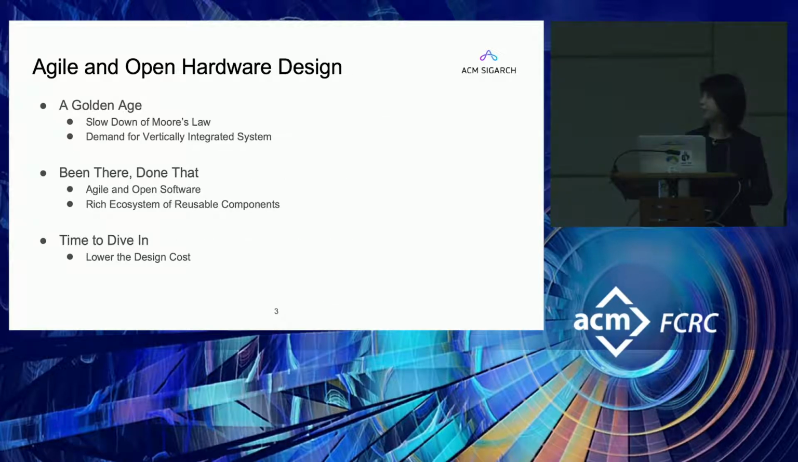So why do we want to talk about agile and open hardware design now? With the slowdown of Moore's law, we need more vertically integrated solutions to think about how we can better design more efficient computer hardware. At the same time, the increasing hardware design cost, especially in labor, IPs, and also the tools, makes it really difficult to design hardware for not only one application, but a broad range of different applications.